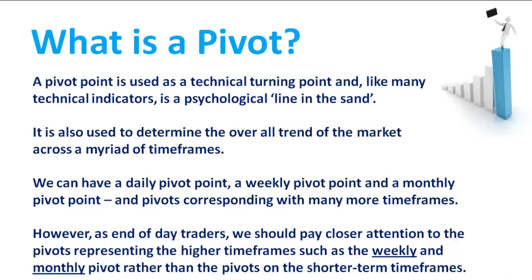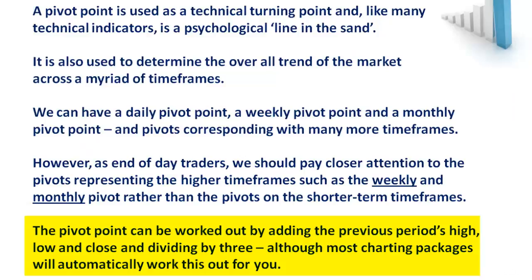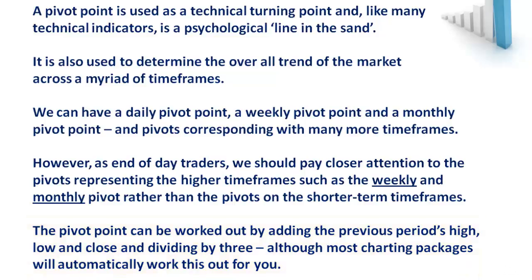And if you're just wondering how pivots are worked out, well, essentially, if you look at the following equation, the previous period of time's high, low, and close, divided by 3, that will give you the pivot point for that period of time. So, for example, if we want to know the level of the weekly pivot, then we look at last week's closing bar's high, low, and close divided by 3. It's exactly the same if you want to work out the daily pivot level. We just look at the previous day's high, low, and close divided by 3, and the same with the monthly.